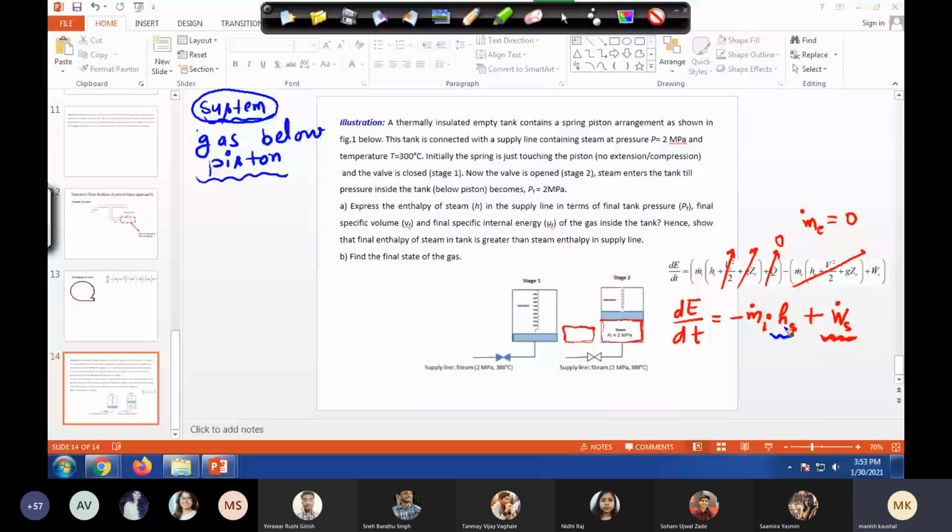But if there is something extra work done by your system, which is the case here, that our gas is working on the spring, we have to count it here. If you don't want to say it's shaft work, don't say it's shaft work. Say it is work done by gas, apart from PV work. What kind of work? Non-PV work, or rather non-PV inlet-outlet work. Okay, let's write it properly.